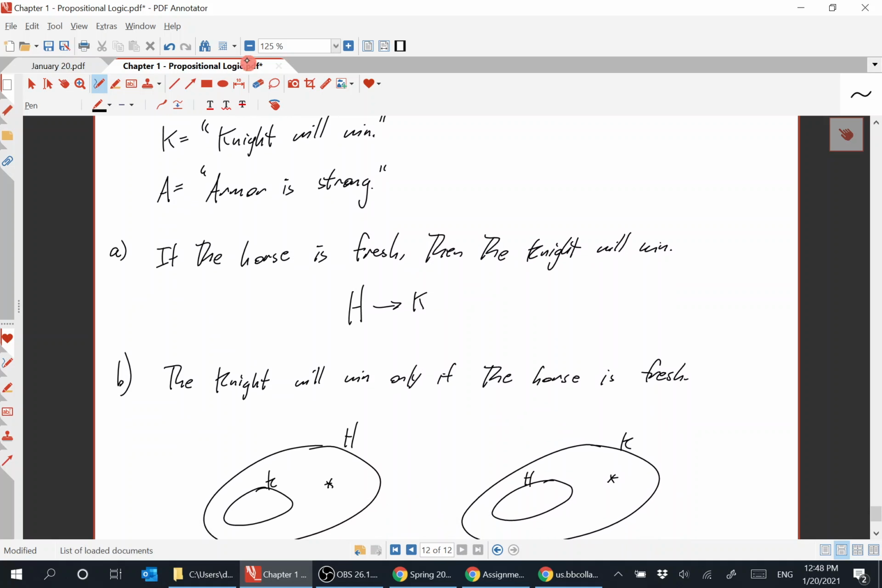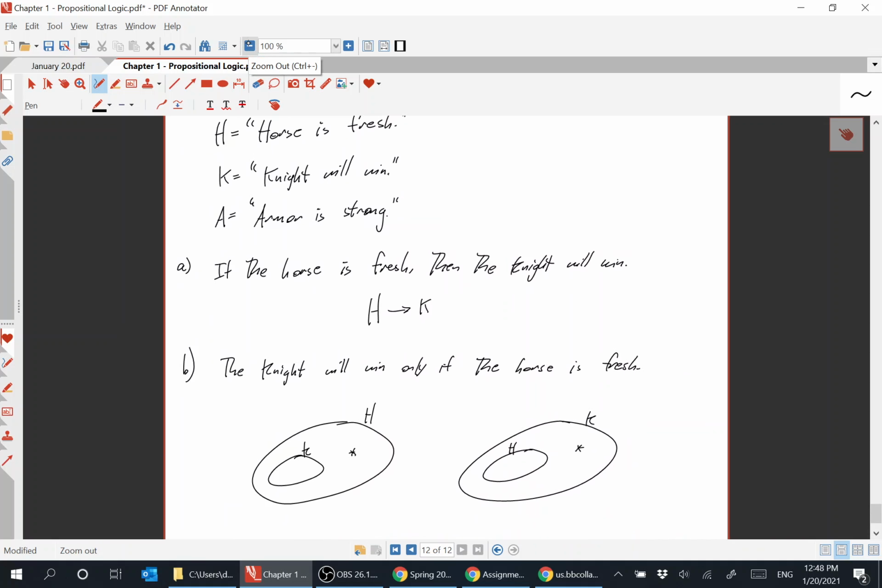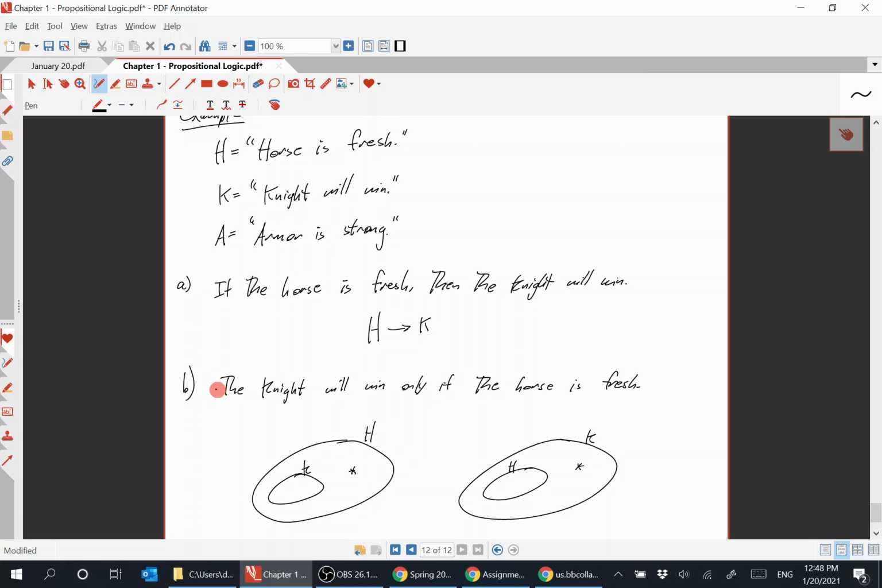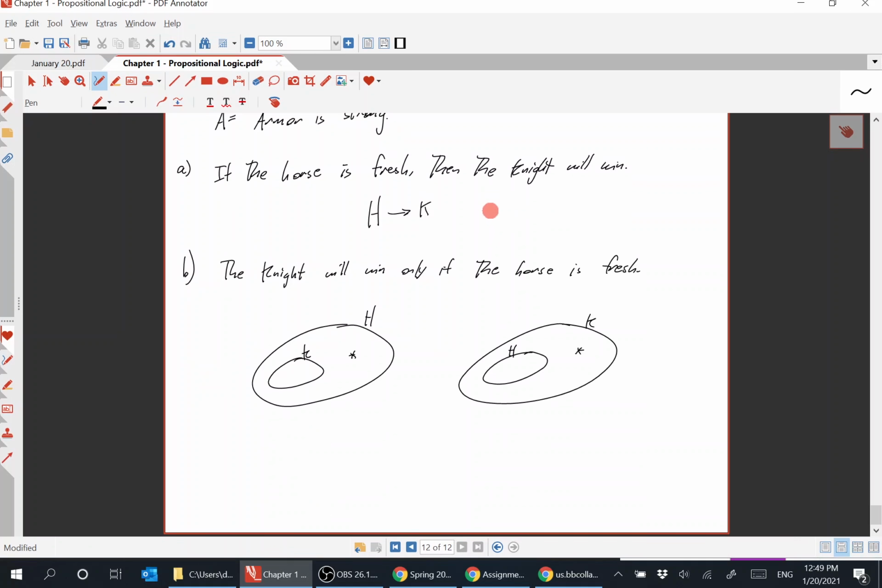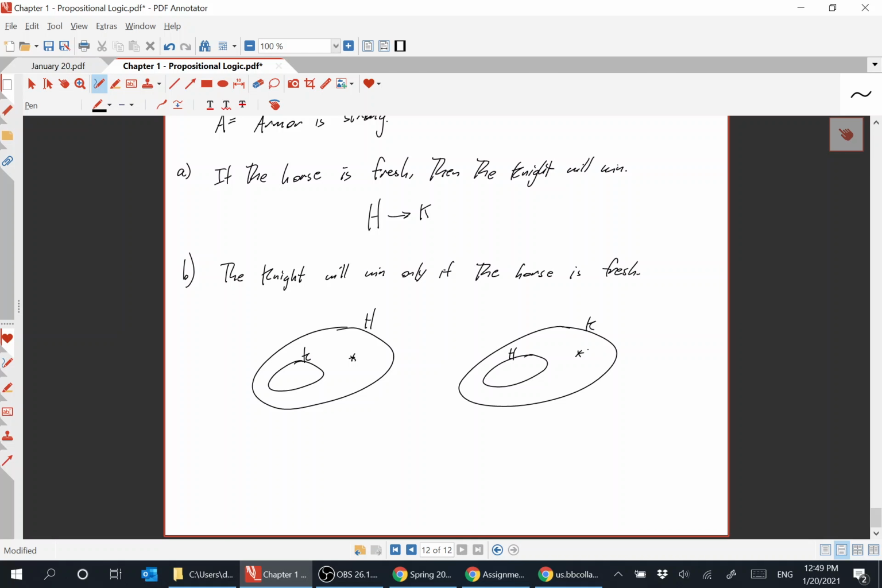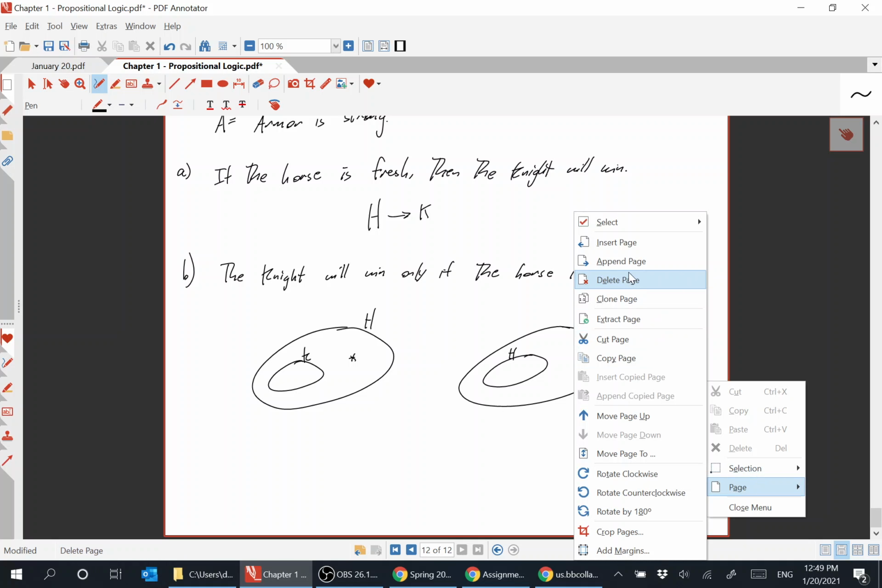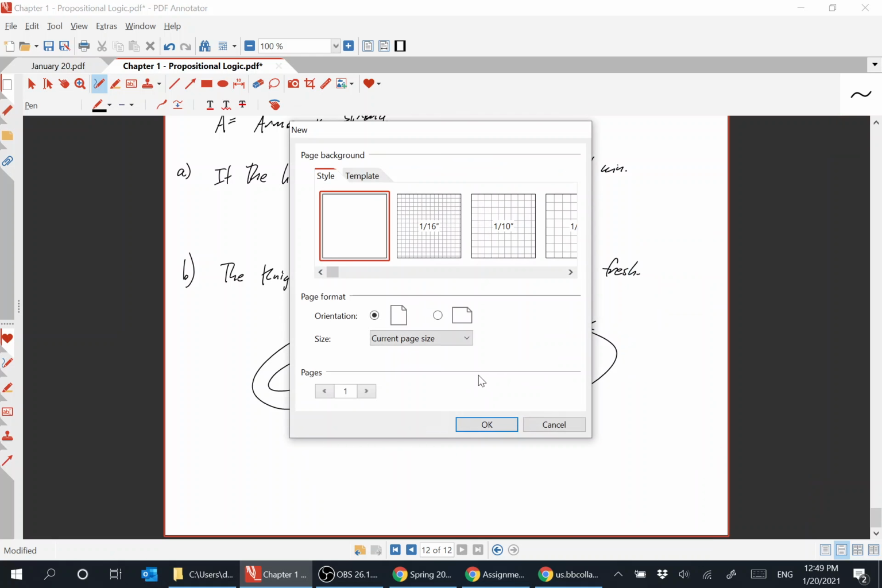All right, this one. The knight will win only if the horse is fresh. So this is again implication. But is it K implies H or H implies K? Which one is it? So let's compare. All right, is it K implies H or H implies K? Because we're going to use this drawing a couple times.